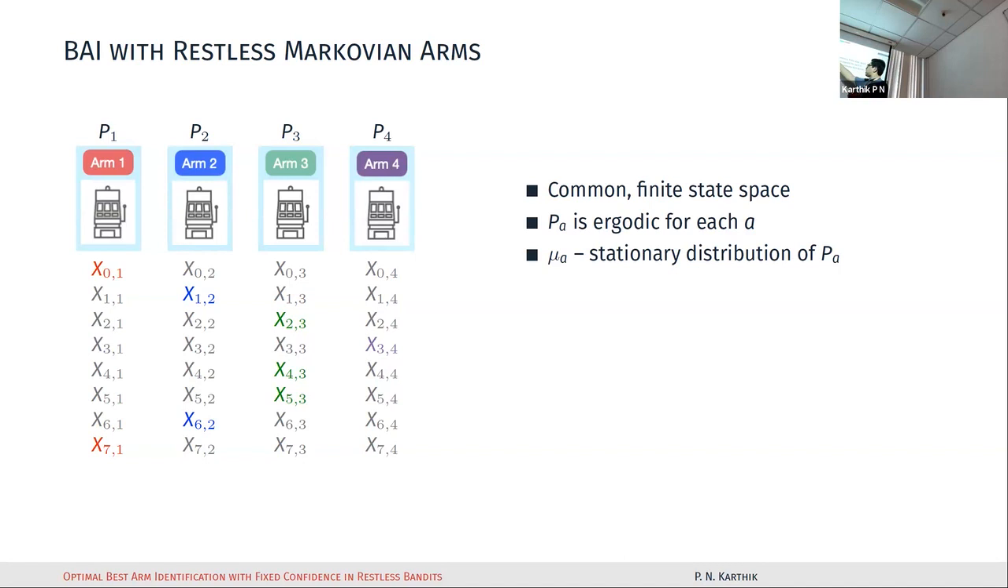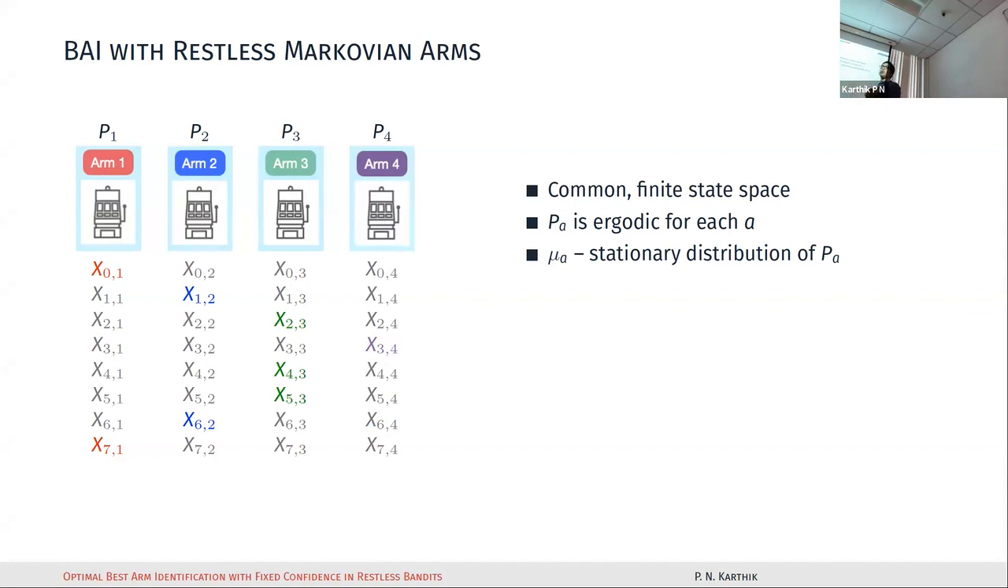We assume that each of these transition matrices is ergodic. Ergodic just means irreducible, aperiodic, and positive recurrent. Because this is a finite state Markov chain, irreducible and positive recurrent will just mean that there exists a stationary distribution. But whatever it is, we assume that each of these is an ergodic matrix. Because it is ergodic, each matrix will be associated with a stationary distribution. Call mu A the stationary distribution of PA. The P1, P2, P3, P4 are not known.